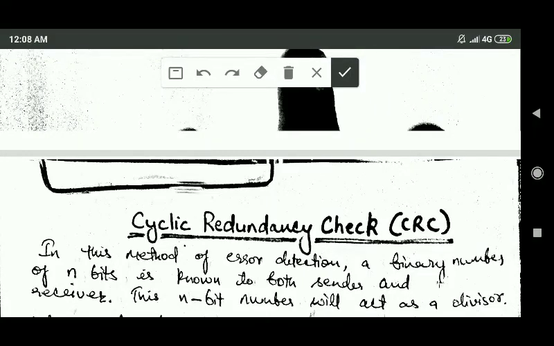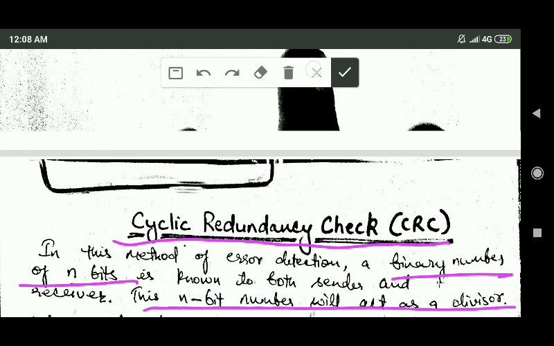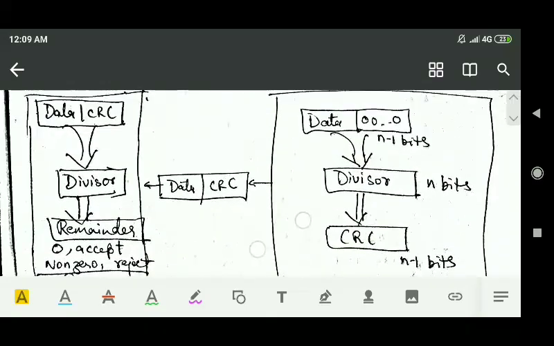Hello friends, welcome back. In this tutorial, we will study about cyclic redundancy check. It is an error detection method. In this method, both sender and receiver know an n-bit number. This n-bit number acts as a divisor. Now let us see how this method works.